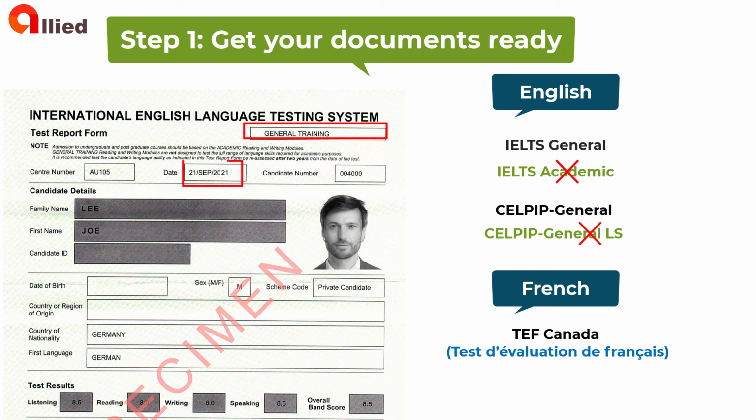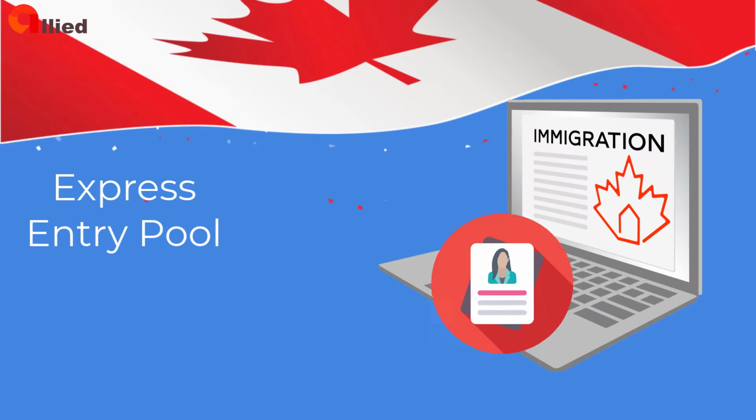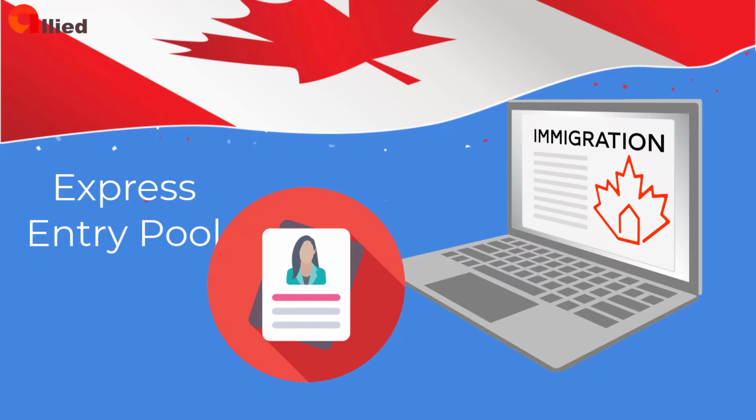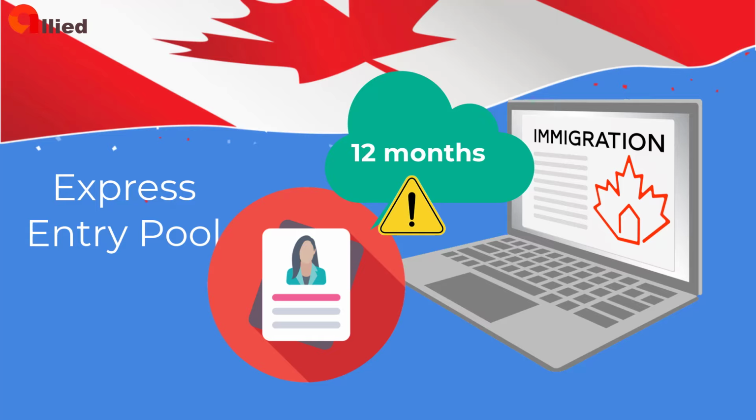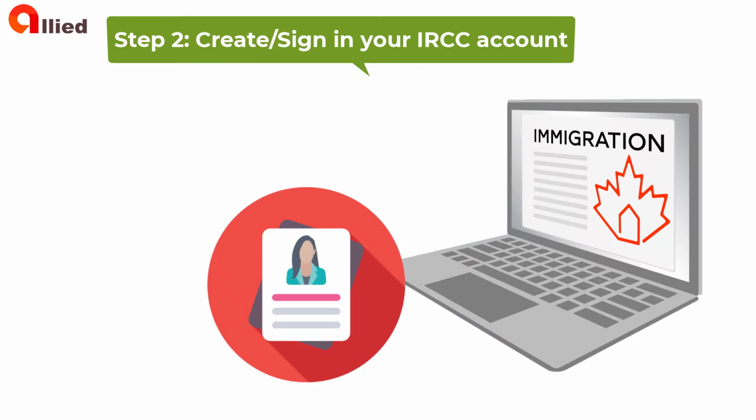Your test results must be less than 2 years old when you complete your Express Entry profile and apply for permanent residence. The Express Entry profile is valid for 12 months. Make sure that your language test results are valid for the same time period. If your test results expire soon, you should retake the test and update your Express Entry profile with your new test results. Now you are ready to submit your Express Entry profile. Excellent. Let's go to Step 2.